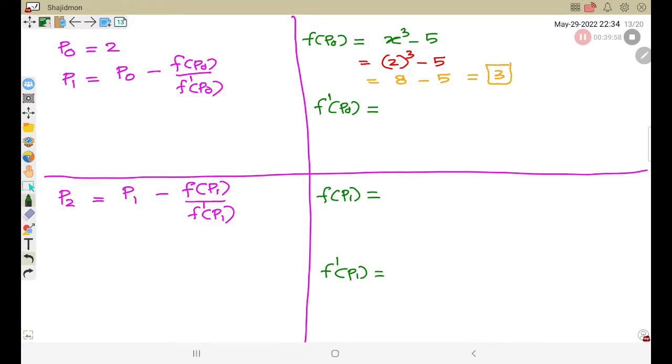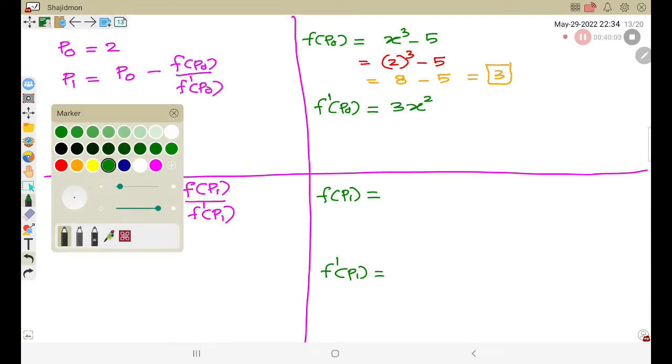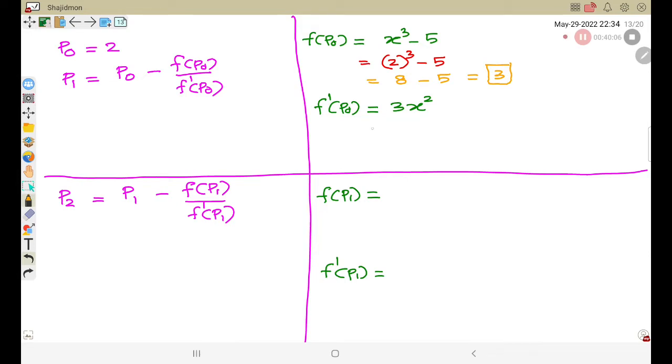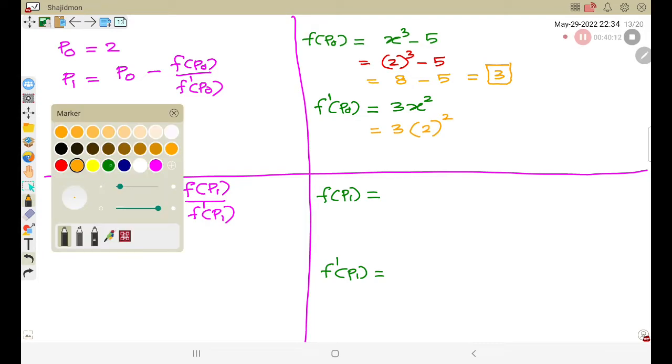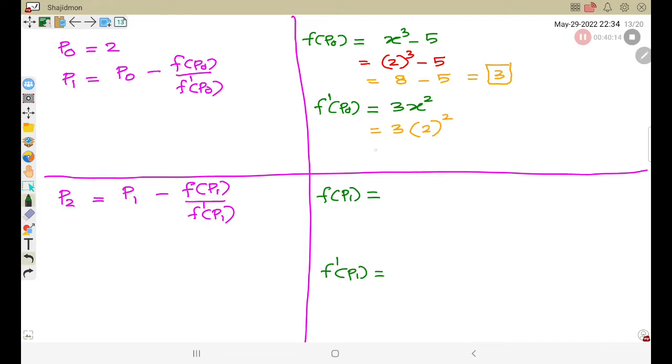Now, f dash of P0. What is the derivative here? 3x power 2. Correct. Now, instead of x, we need to replace P0. So 3 multiply, what is P0? 2, power 2. Correct. Now, check the calculation separately with 3 digits rounding. First check 2 power 2, that is 4. Then 3 multiply 4, that is 12. Okay, equal to 12.